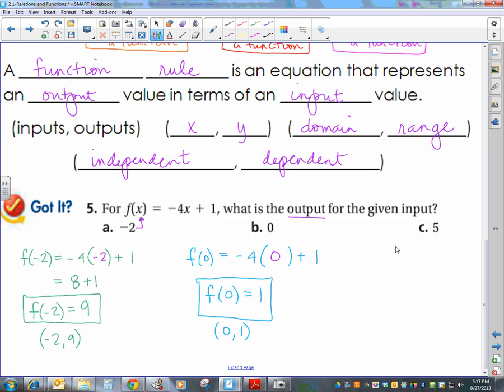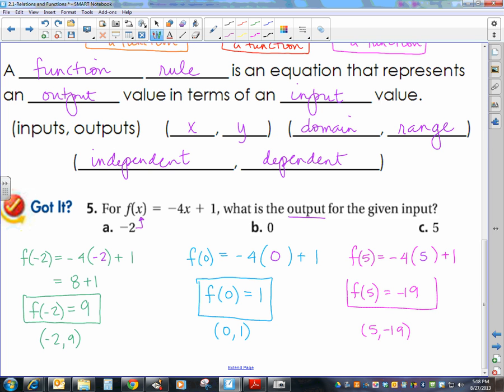And last but not least, we have 5. So again, f of 5 equals negative 4 parentheses plus 1. What's going to go inside my parentheses? A 5. And then I'm going to simplify that and say that f of 5 equals negative 20 plus 1, which is negative 19. Again, the ordered pair that goes along with that is (5, negative 19). So there we have a summary of relations and functions.